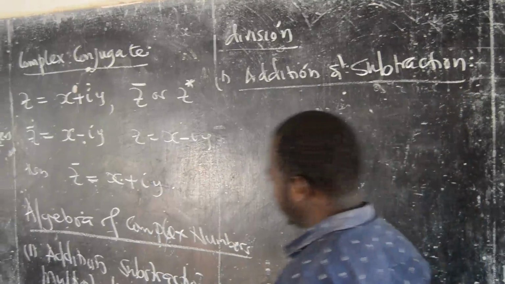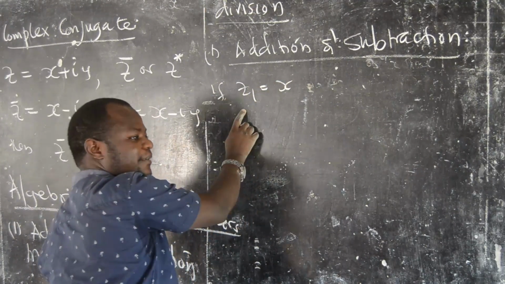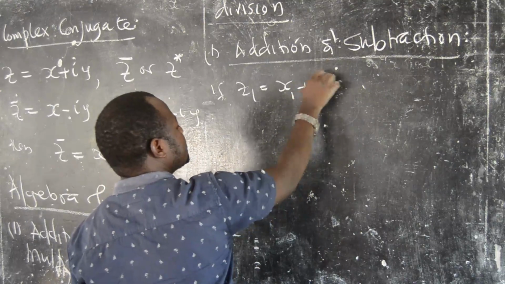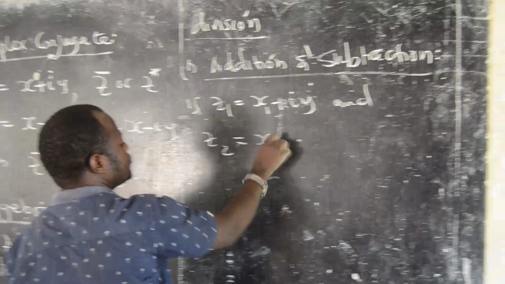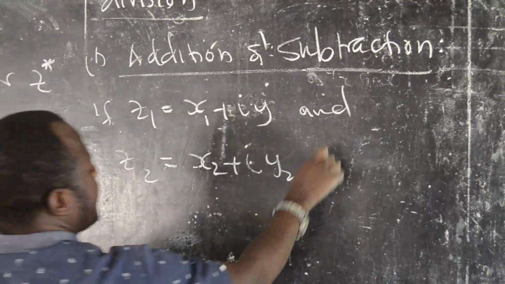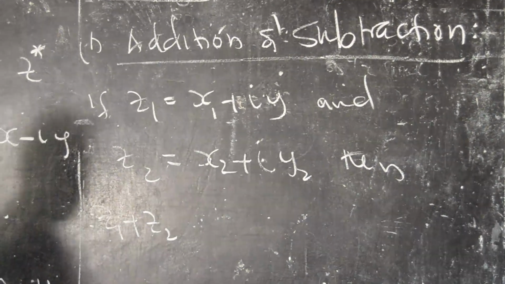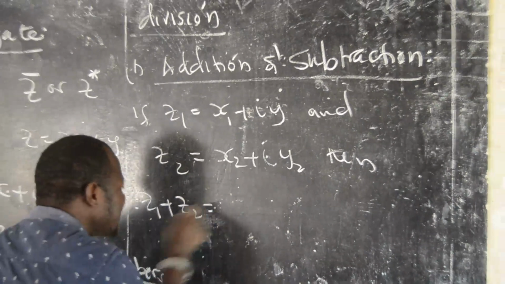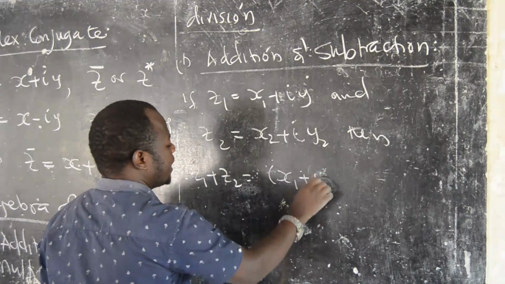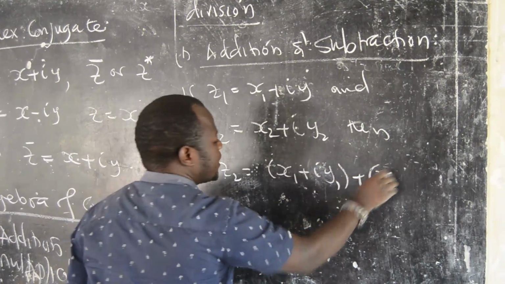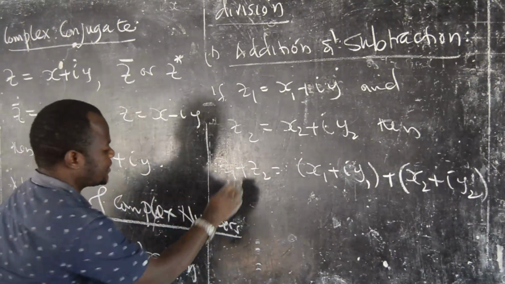Addition of complex numbers. Take an example, just in general. If I have Z1 equals x1 plus iy1, a complex number, and then Z2 as x2 plus iy2, then if I add Z1 plus Z2, we add these two complex numbers, which is x1 plus iy1 plus x2 plus iy2.